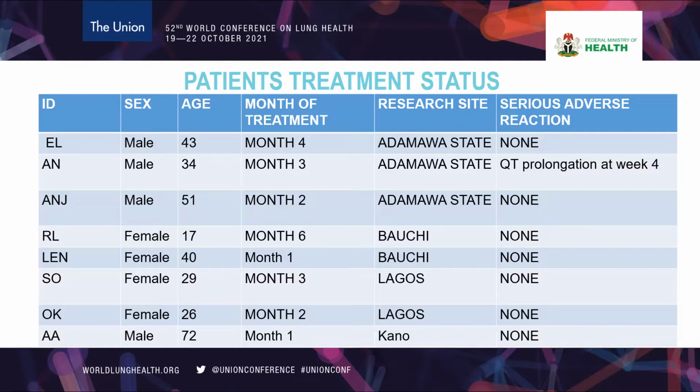Though the number is still small, we're still hoping to get to 50. You can see only one of them really had an adverse reaction, that was the second patient who had the QT prolongation at week 4. Aside from that, every other patient tolerated the drug excellently well, and there was no serious adverse reaction noticed. So all the patients were doing really fine. Next slide.